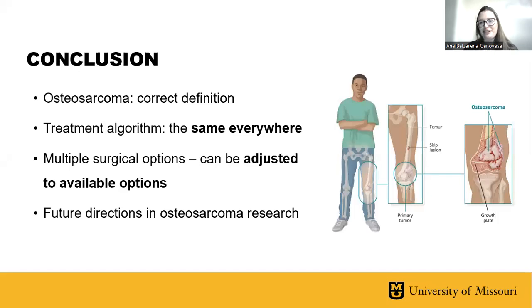So, in conclusion, now you learned the correct definition of osteosarcoma. That is not a tumor of the bone. It's a tumor that produces an abnormal osteoid matrix. Treatment algorithm, same everywhere. The classic one: chemo, with the same drugs all over the world, surgery, chemo. We have multiple surgical options for these patients, and there are many things that may be available for you. Not everybody needs an implant. There are other ways: autograft, allograft, rotationplasty. So you have to see what's available to you and what can help your patient better. And luckily for all these patients, we do have options, and amputations are very, very, very rare.